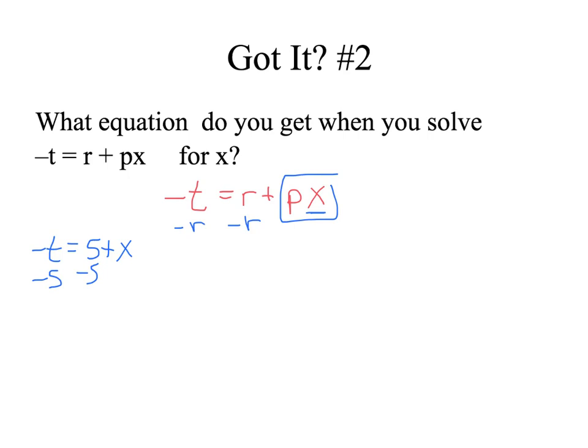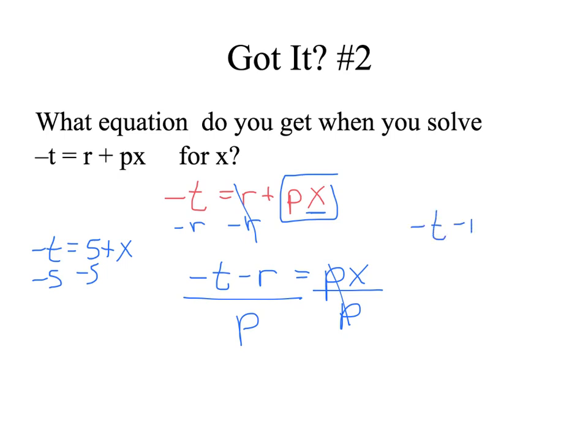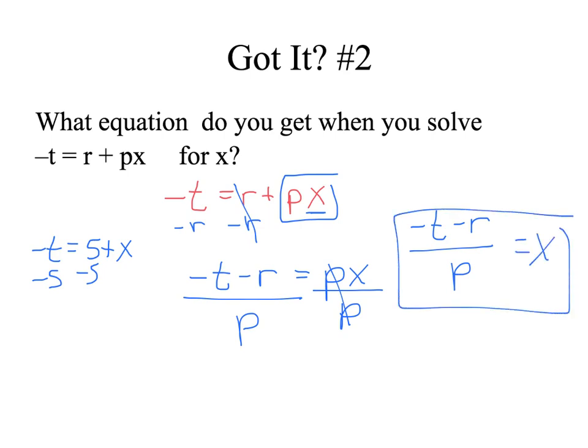Now, t and r aren't like terms. It's not like you're taking 10 minus 2. So you just leave it as negative t minus r. That's all you can simplify there. And that's equal to px. Now to solve for x, you got to divide this by p. So you have to divide this side by p. So your equation is negative t minus r divided by p equals x. And I know they're crazy because there's no numbers there, but it's just practicing solving literal equations.